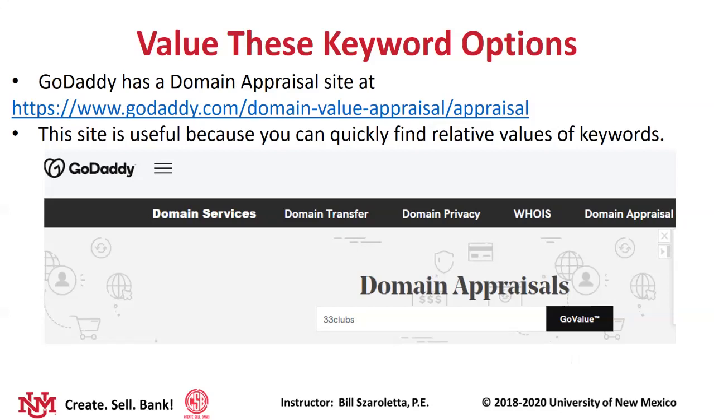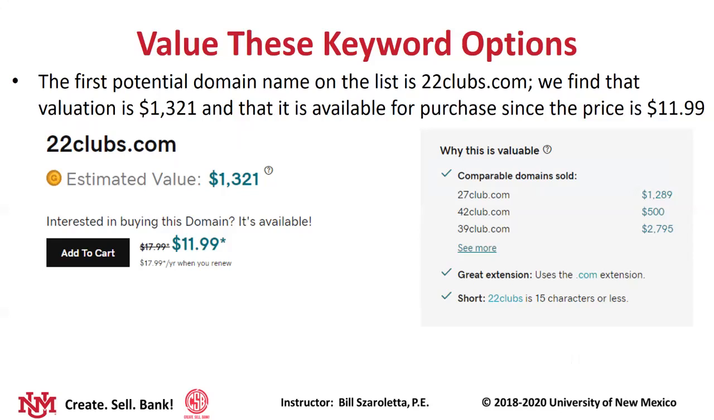Now, here's GoDaddy's domain appraisal site. It's godaddy.com/domain-value-appraisal/appraisal. You can type in any domain name that you want. Remember we used the keyword blog tool and we found 22 clubs. So you plug 22 clubs in, and the value comes out as $1,321. And it says, are you interested in buying it? It's available, and it's got $11.99 here. If it's got $11.99 here, that means it is available and you can add to cart, but you're not going to add it to cart. You're not going to buy it through GoDaddy. You're going to buy it through the Magic platform.